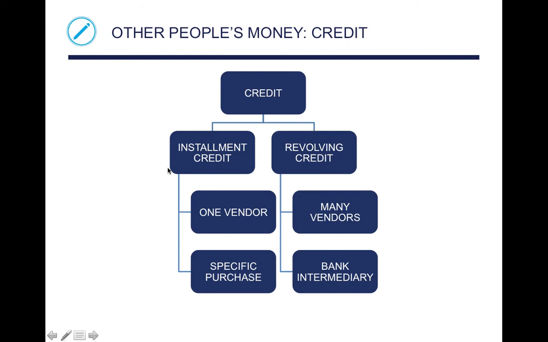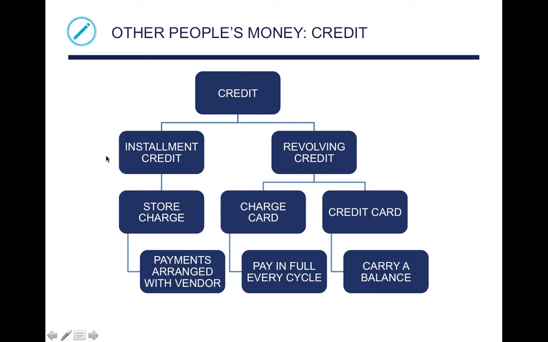Installment credit is with one vendor, for a specific purchase. Revolving credit is for many vendors, and the bank is used as an intermediary. Installment credit, for example, is a store charge. The payments are arranged with the vendor.